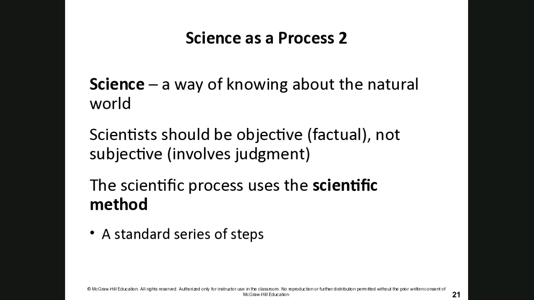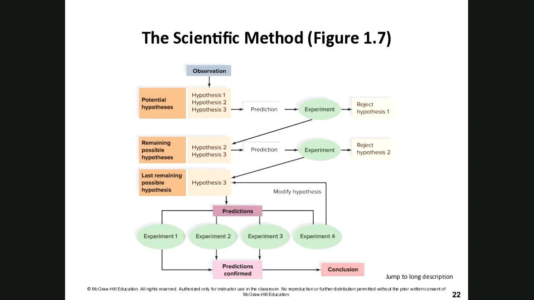In order to do this, it's important to use a process or a method. The scientific method has been agreed upon by multiple scientists across hundreds of years to be the most effective way to determine the objective, factual information that allows us to make scientific theories and hypotheses. So it's really just a series of steps. First of all, you make some sort of observation.